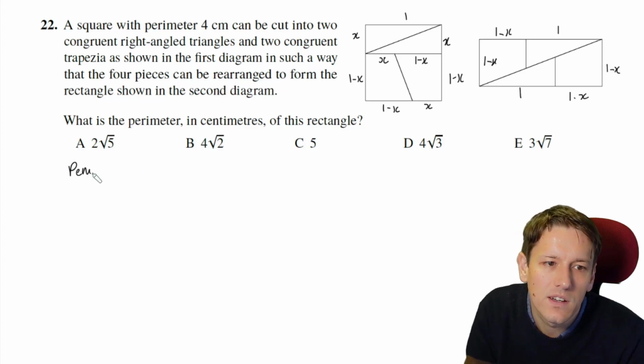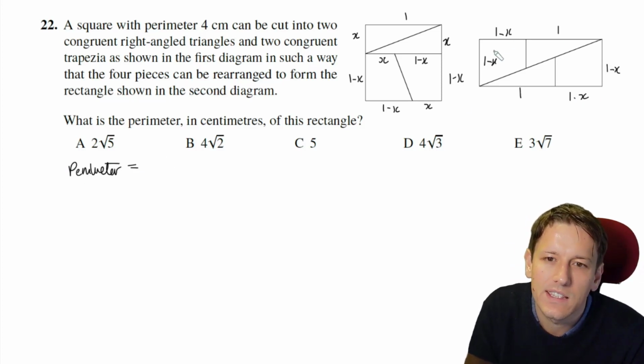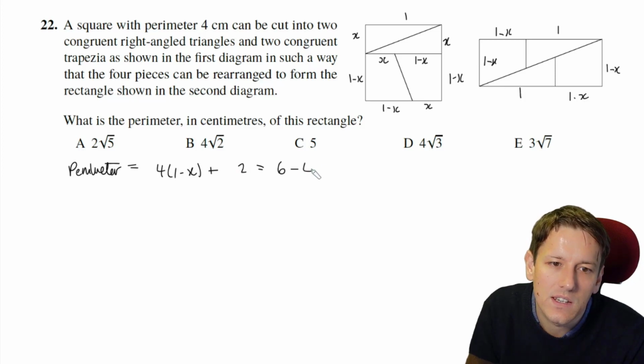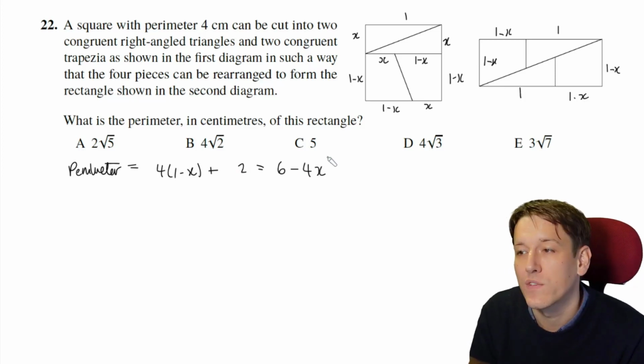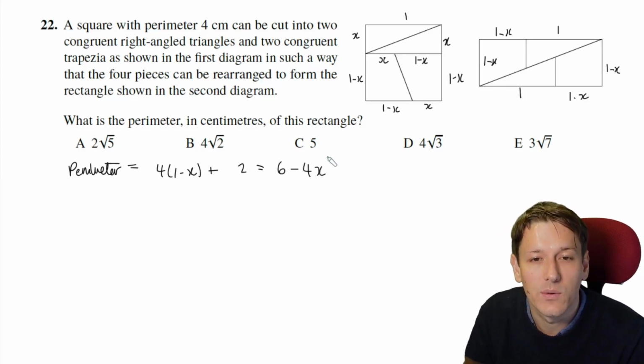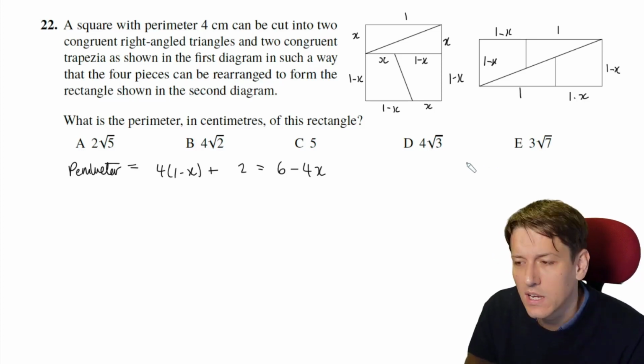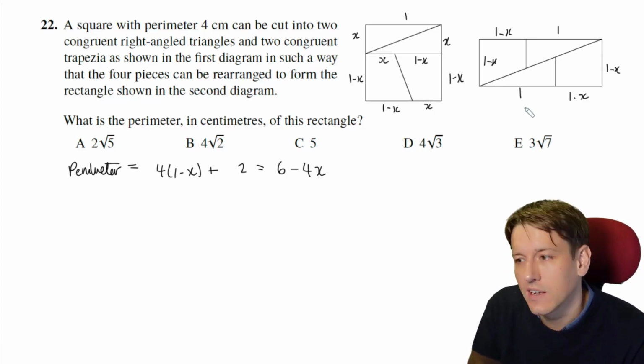So the perimeter in terms of x is just going to be all of these added together. So I've got 4 lots of 1 minus x and then 2 1s, so that gives me 6 minus 4x. So if I can work out what x is, we can certainly work out the perimeter. So there's a couple of ways you can do it.